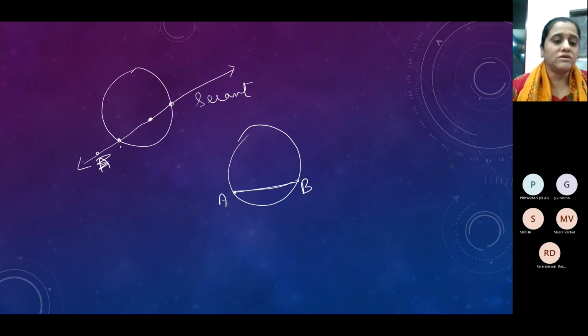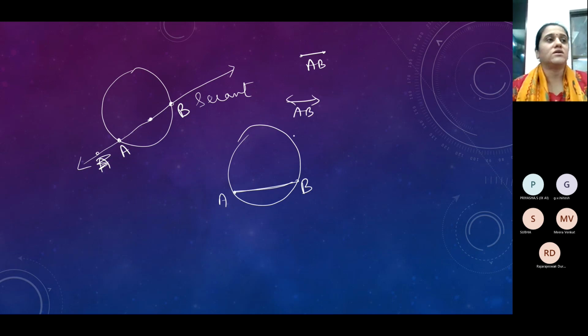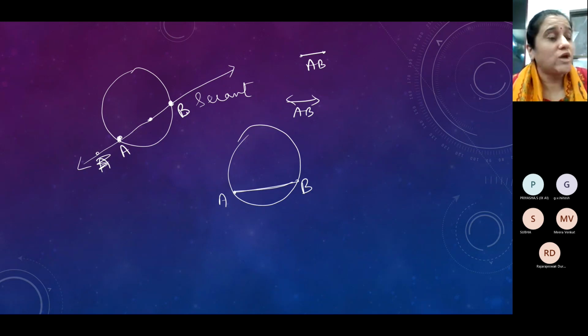Okay, I can mark AB here also. When you talk about the line segment AB, it's a chord. When you talk about the line AB, it is a secant. A segment is a part of a line. Line segment means a part of the line. So the line segment AB is a chord to the circle, because it has its endpoints on the circle at A and B.